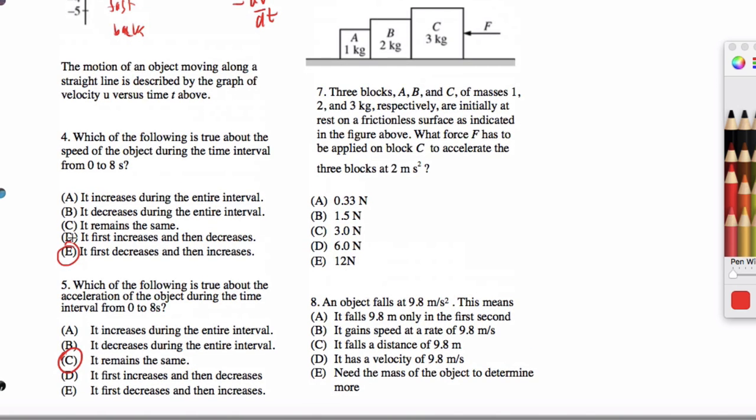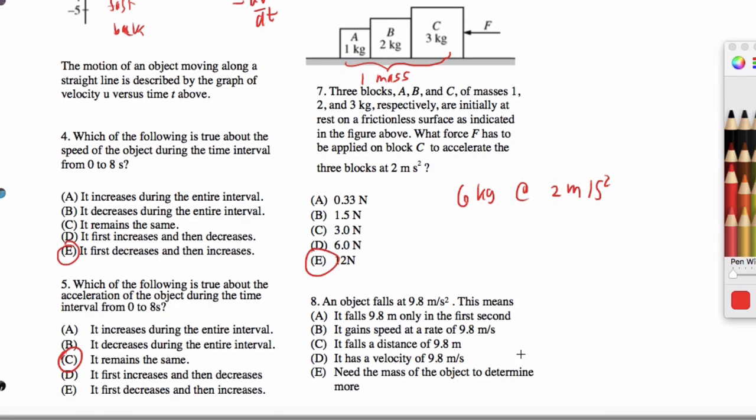And then for number 6, we got 3 blocks, A, B, and C. We want to know the force needed to accelerate the blocks at 2 meters per second squared. Now, with a system like this, when you're in a hurry doing multiple choice, treat this as one mass. Okay? So what that means is I want to get 6 kilograms worth of mass at 2 meters per second squared. So 6 times 2, 12 newtons. All right, and then number 8.